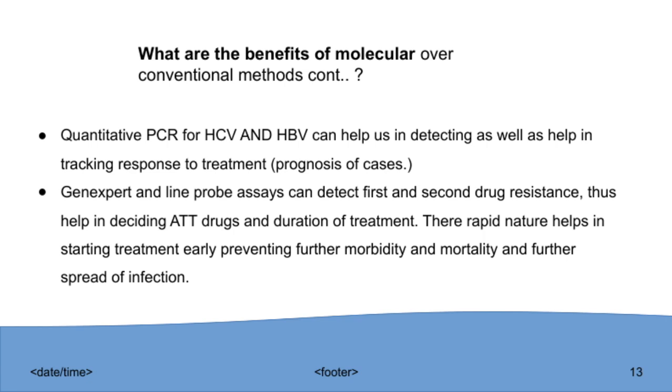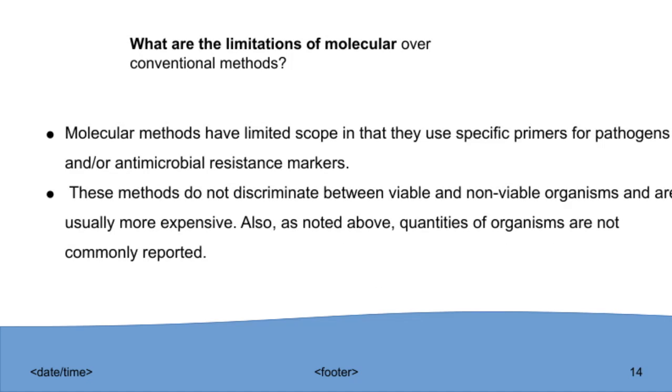So, let's talk about some of the limitations of molecular methods compared to traditional approaches. One key point is that molecular techniques rely on using specific primers, which means they target particular pathogens or markers for antimicrobial resistance. While this can be very precise, it also means that they might miss organisms that aren't specifically targeted. Another important aspect is that these methods can't distinguish between viable and non-viable organisms. So, you might detect DNA from dead bacteria, which doesn't necessarily indicate an active infection.